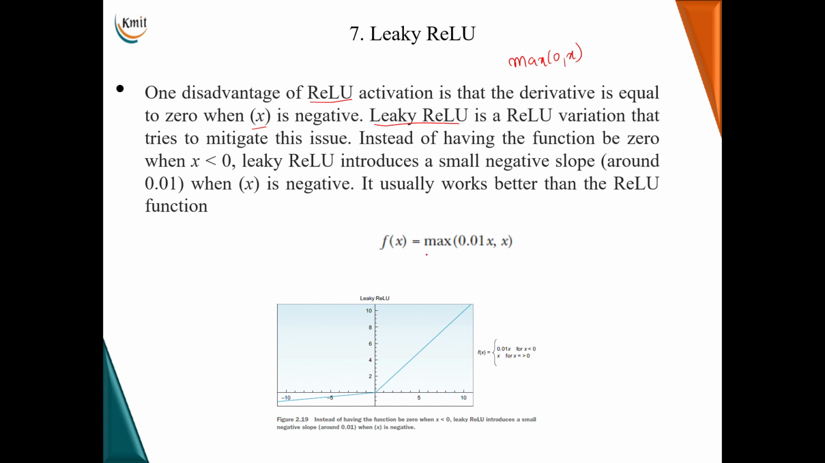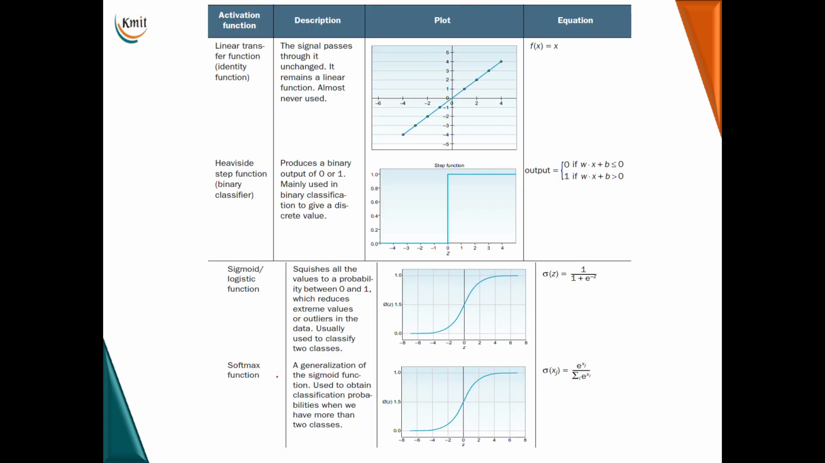So instead of 0, x, a small negative slope has been introduced here. Instead of 0, it has introduced a small negative slope of around 0.01. We can try different values such as 0.1, 0.02 and so on. You can see in the graph that when the values are negative, a small slope which is 0.01 is being introduced. So this is just the summary of all the activation functions what we have seen earlier.